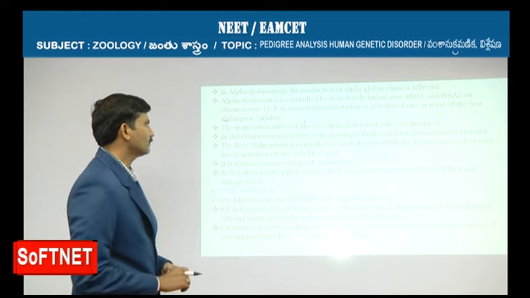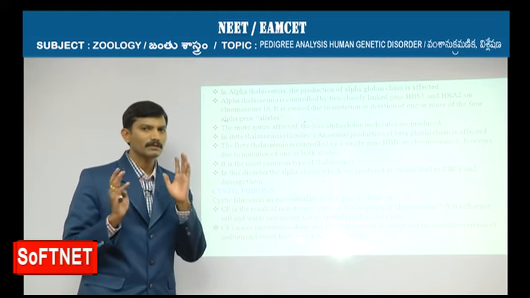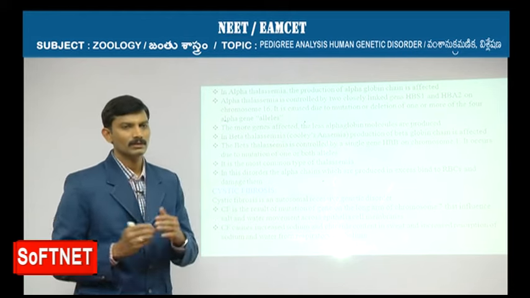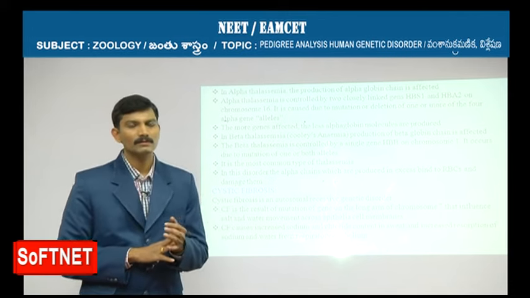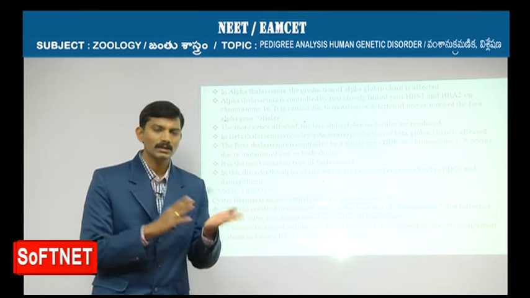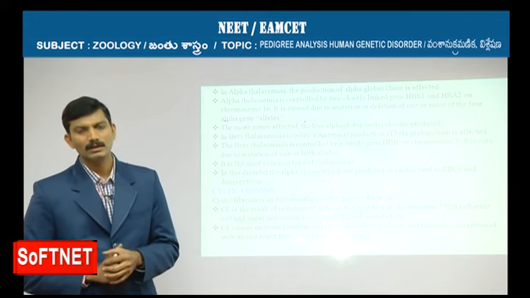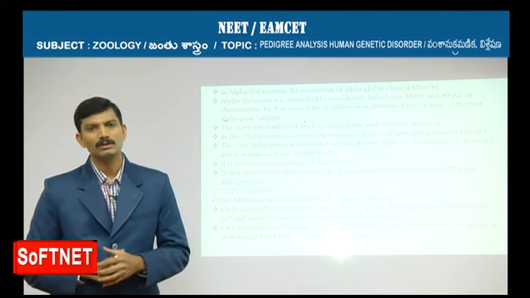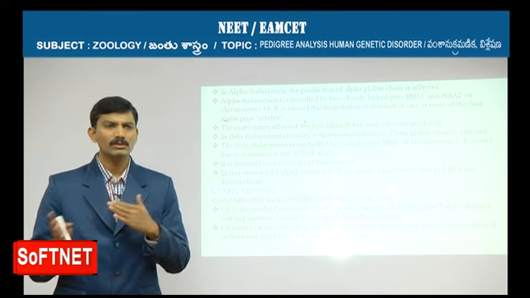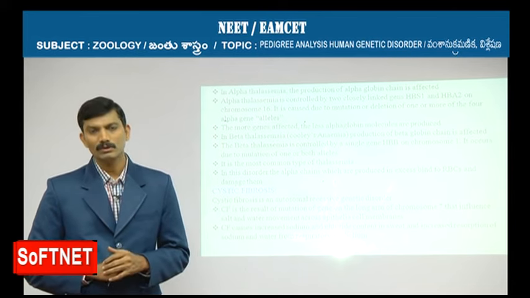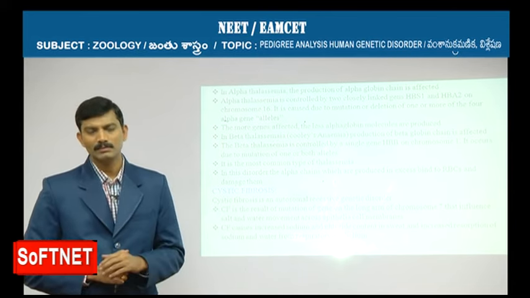In alpha thalassemia, the production of the alpha chains is affected, because alpha chain synthesis is under the control of one gene, and the beta chains are under the control of another gene. So based on which gene the mutation occurs in, the kind of thalassemia also changes.